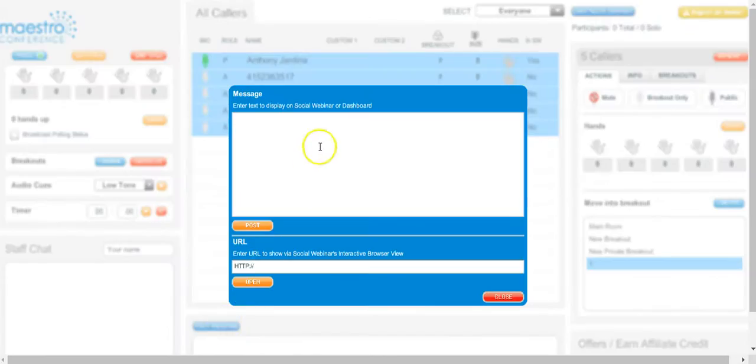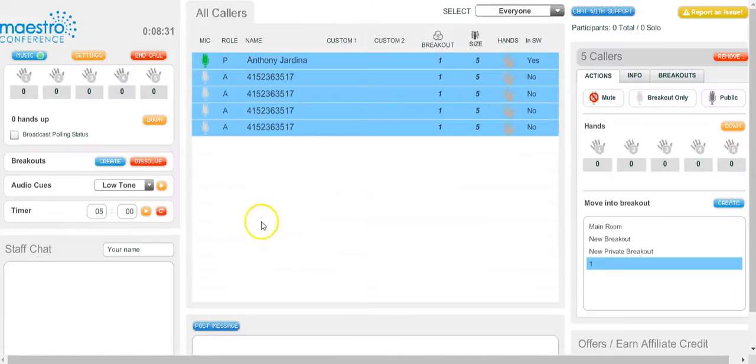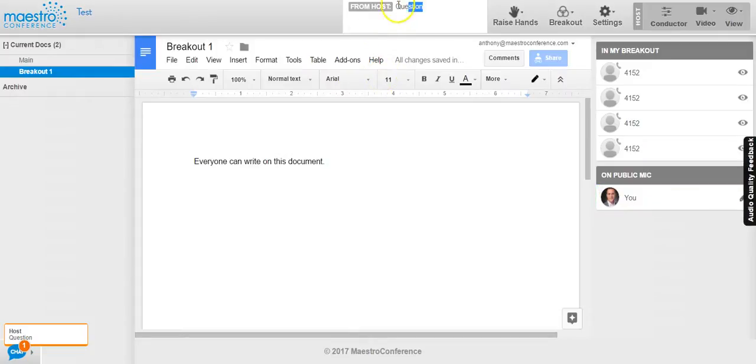Let's go ahead and post a message. So post a message is something where you can post a question. You go into the conductor interface, click post message, and then click post. That's going to post the question at the top.